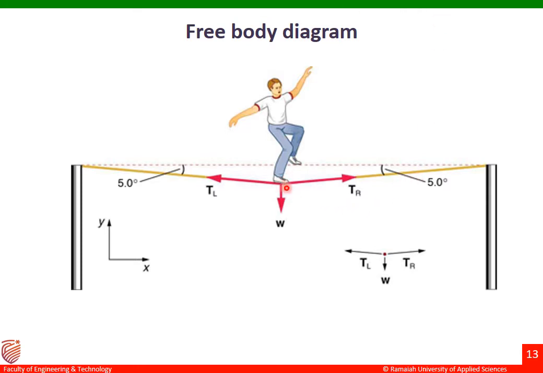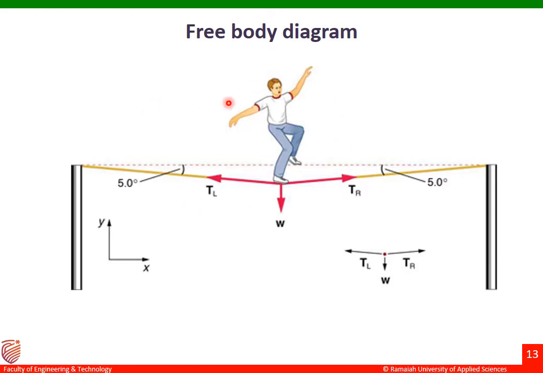So first I'll represent the weight of the person, which is acting downwards. When this person is standing on this rope, which is moving downwards, there will be tension in the left side of the rope and then towards the right side of the rope. Why? Because this rope is tied towards the left side and then tied towards the right side also. That's why there will be tension along the left side of the person and then towards the right side of the person. So that's why we have taken it as TL, tension along the left side, and TR, tension along the right side. So this is my free body diagram of the given figure.